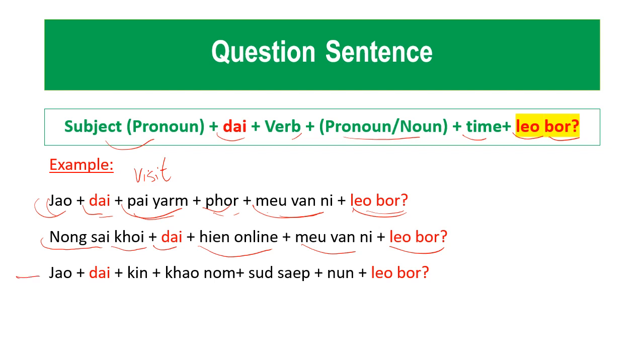Moving on to the next one. เจ้าได้กิน. กิน means the verb to eat. เจ้าได้กินขนมสุดแซ่บนั่นแล้วบ่. So in this one, just use the word ได้ and แล้วบ่ at the end of the sentence.